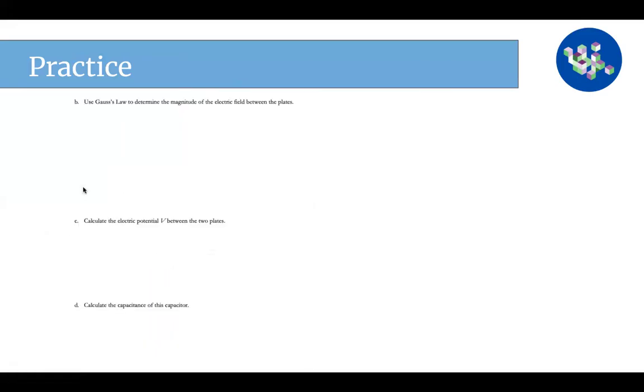Use Gauss's law to determine the magnitude of the electric field between the plates. Calculate the electric potential V between the two plates. Calculate the capacitance of the capacitor. Don't worry about the specific numbers that they gave you. Just use the variables sigma, A, and D.